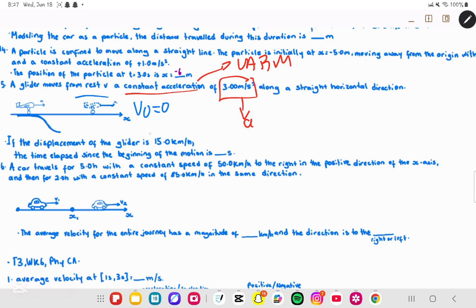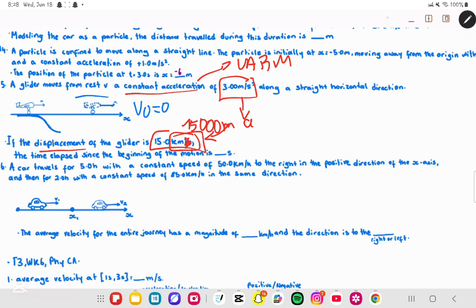They told us the displacement of the glider is 15 kilometers per hour, okay, and they want the time elapsed since the beginning. So they gave us what? The displacement. Okay, this doesn't make sense. How can the displacement be in kilometers per hour? I think it's then 15 kilometers. This is for sure a mistake because displacement is not kilometers per hour. So let's say 15 kilometers. 15 kilometers is 15,000 meters. They want to find the time elapsed since the beginning of the motion.